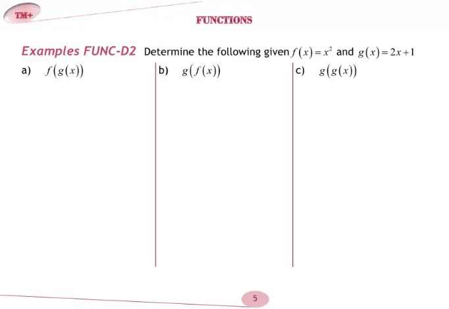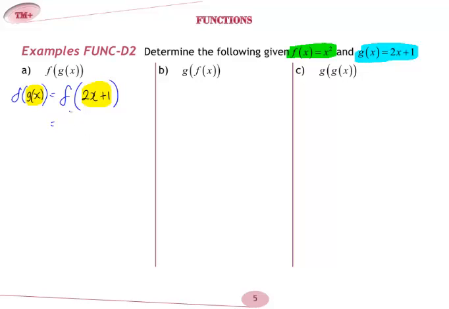Okay, so let's look at some examples. Determine the following. We have two functions here. f of x is x squared, g of x is 2x plus 1. So the first one is f of g of x. All I do is write the f, and instead of writing g of x in here, I actually write what the function is, so 2x plus 1. You can see that that is simply being replaced.